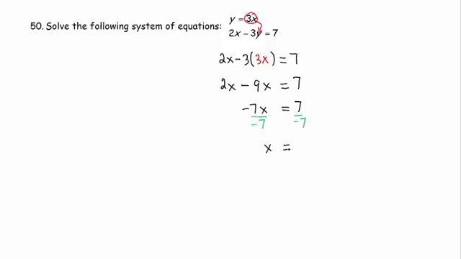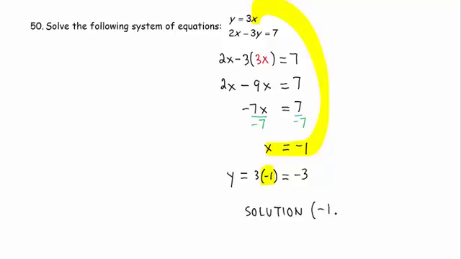X equals negative 1. Now I can plug this x equals negative 1 into either one of the original equations, but I'm going to plug it right into the equation where y is isolated. That'll give me y equals 3 times, again here's where I plug in this negative 1 right here, so y equals negative 3. And the solution of the system, x is negative 1, y is negative 3. Negative 1 comma negative 3. Let's check that.